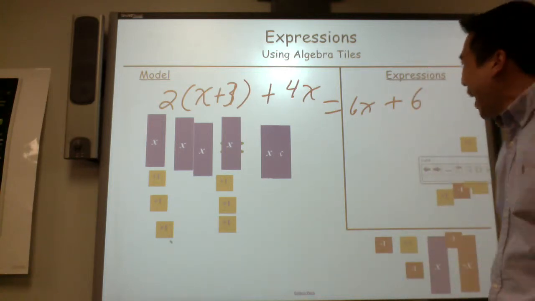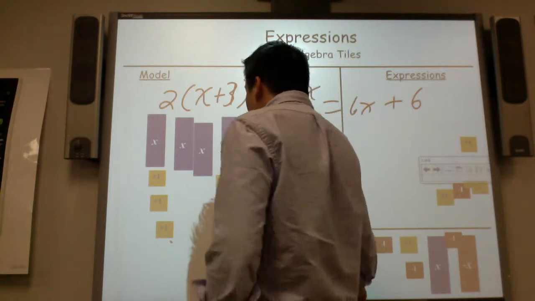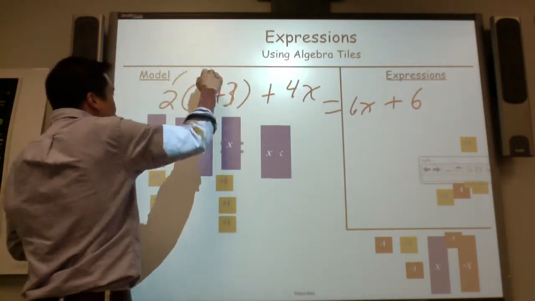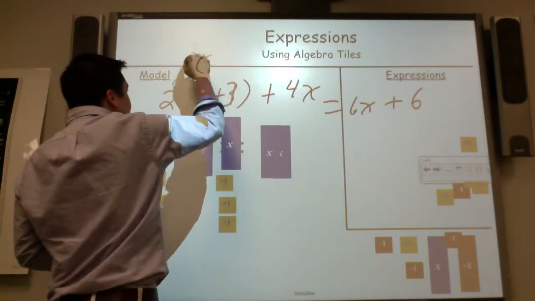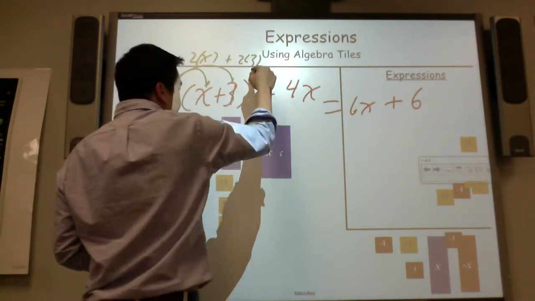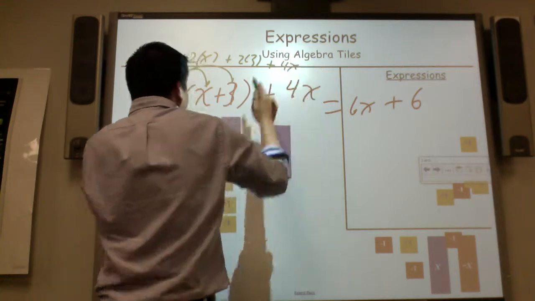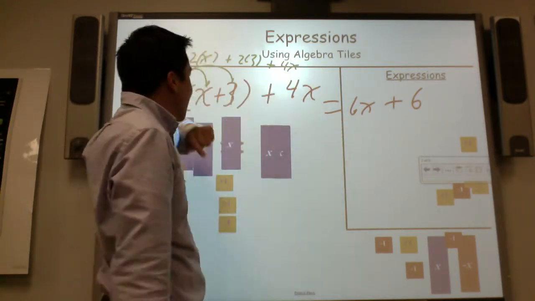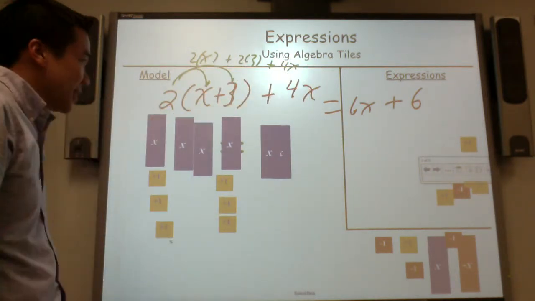Could we have done it without using algebra tiles? What's 2 groups of x? 2x. And what's 2 groups of 3? 6, plus 4 x's. So 2x with 4x is 6x, and 2 groups of 3 is 6.